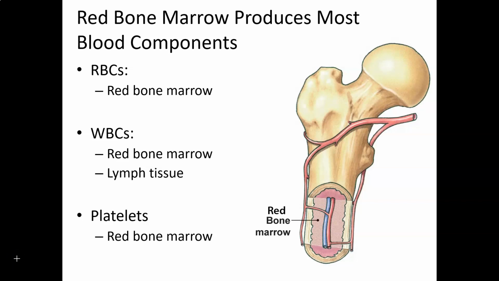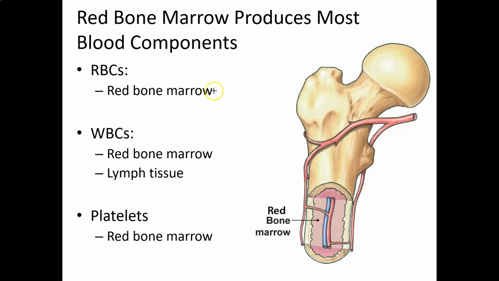So now we're going to look at the process of what is called hematopoiesis. And hematopoiesis refers to how we make blood cells. So poiesis means to make, basically. So most of our cellular components of blood are made in the red bone marrow.